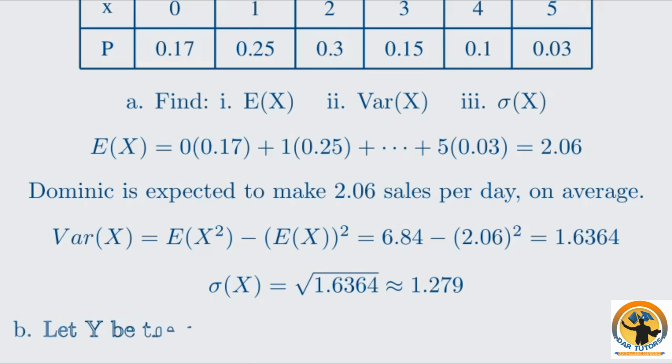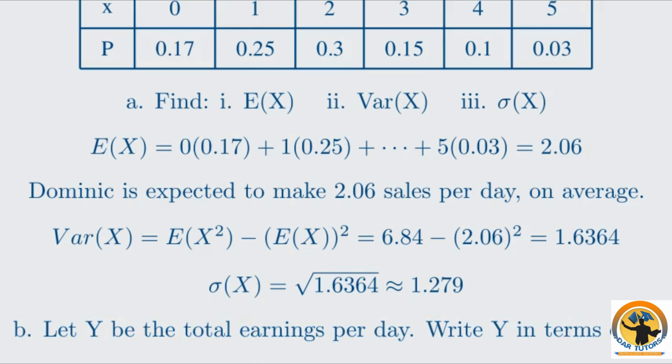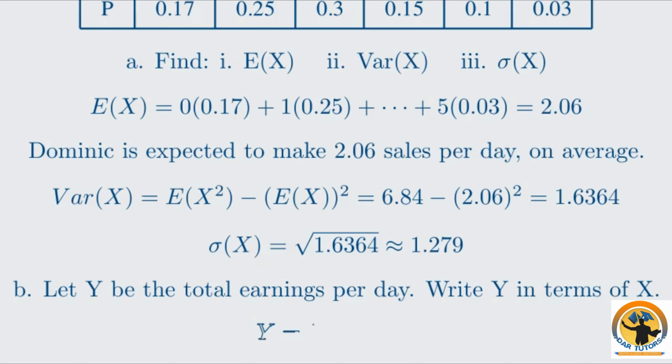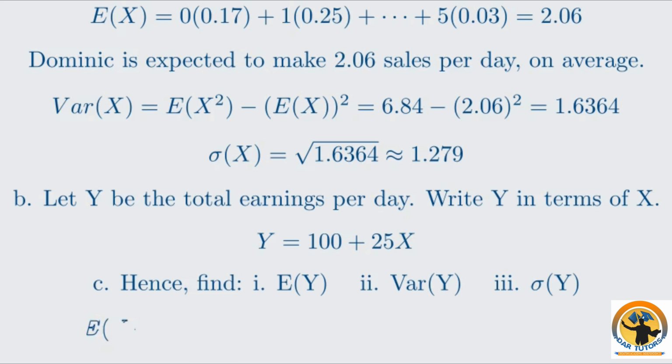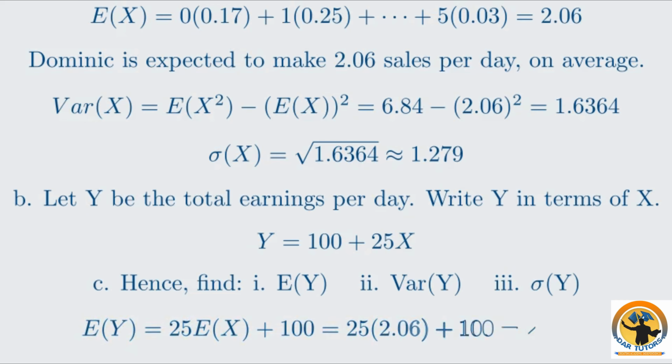Now let's look at his earnings. We'll define a new random variable y for his total earnings in dollars per day. The problem states he earns $100 plus $25 for each sale, x. So y is a linear transformation of x given by y equals 25x plus 100. Finally, we'll find the mean and standard deviation of his earnings, using the properties we learned. The expected earnings, E of y, is 25 times the expected sales E of x plus 100. Plugging in 2.06 for E of x, we get 151.50.